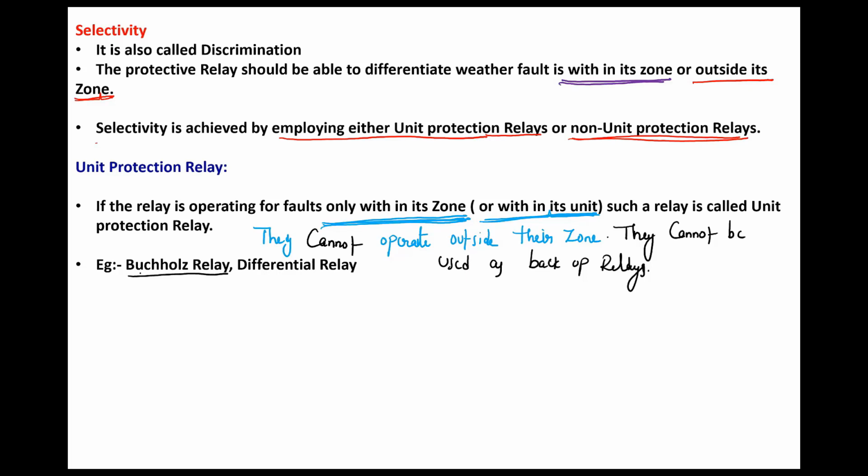Example, Buchholz relay in the transformer. The Buchholz relay in the transformer will only operate for the faults in that transformer. Suppose there is one more transformer in the upstream, that is the high voltage side, and one more transformer in the low voltage side. If the fault occurs in either the upstream transformer or downstream transformer, this Buchholz relay cannot clear that fault, cannot trip. So such relays are called unit protection relays.